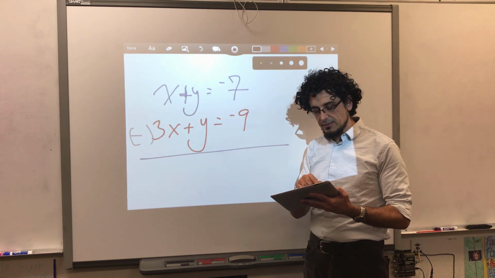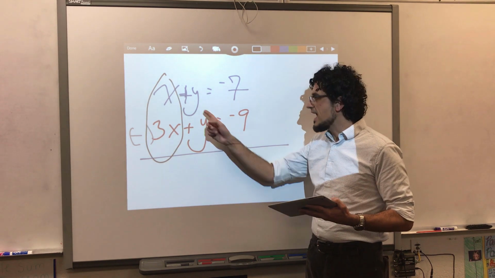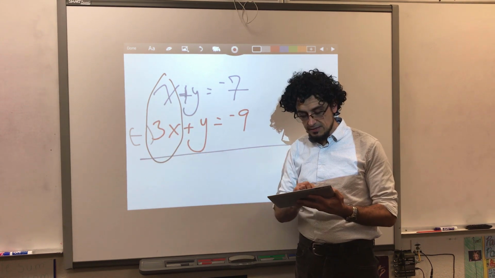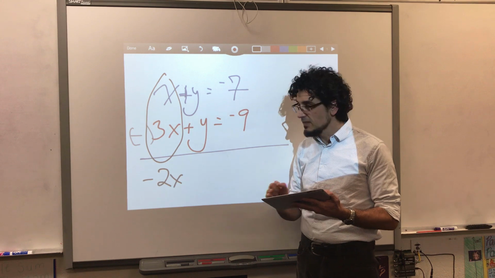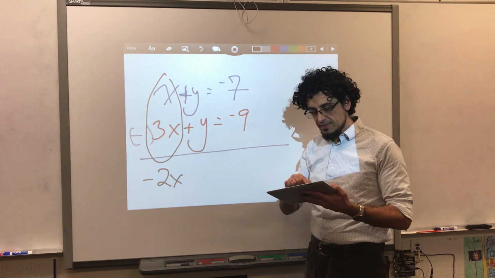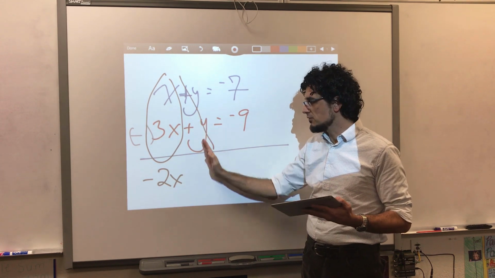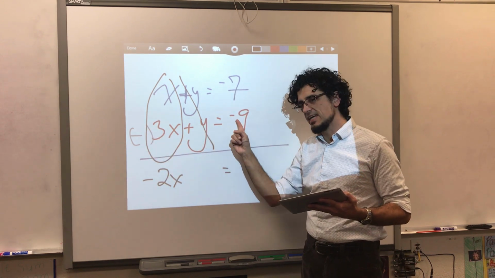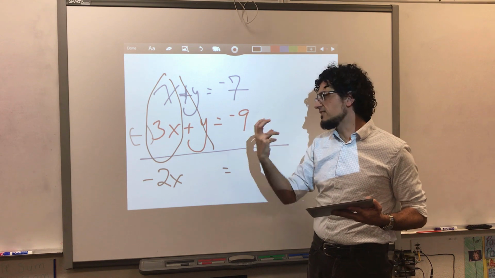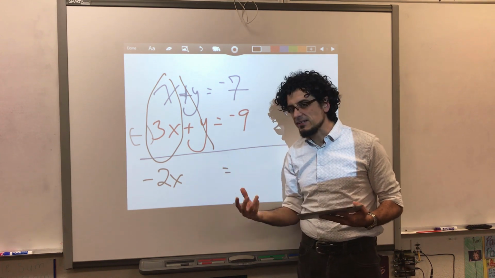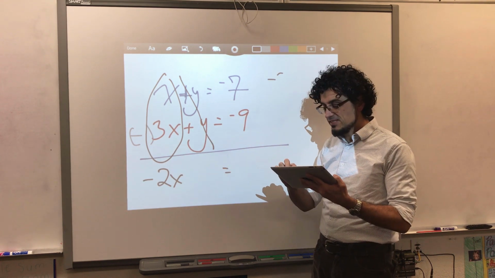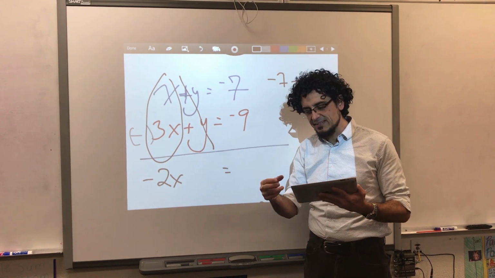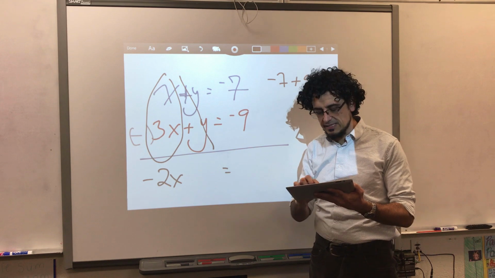So I'm going to be subtracting, and I'm looking at, hey, first of all, what is x minus 3x? So basically 1 minus 3 is going to give me a negative 2x. And then I have y minus y. These cancel, so I have no y. And then I have negative 7 minus a negative 9. And so if I have a negative negative, basically I'm adding. So it's basically negative 7 plus 9. Because when you subtract a negative, it's the same as adding. So negative 7 plus 9 is going to basically give me a 2.